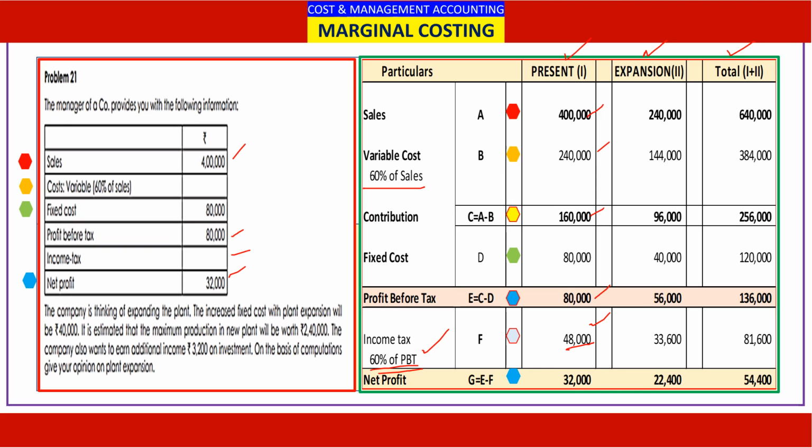The company is thinking of expanding the plant. The increased fixed cost with plant expansion will be 40,000. Means the fixed cost that is going to come additionally will be 40,000. We post it here. It is estimated that the maximum production will be worth 2,40,000, means sales from the new plant will be 2,40,000. The company wants to earn 3,200. Okay, let us keep it in the background.